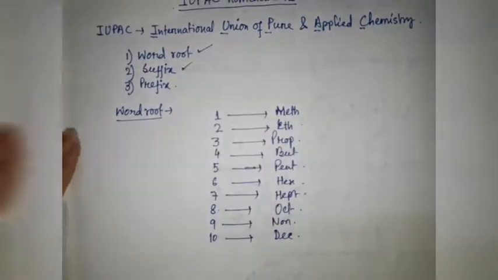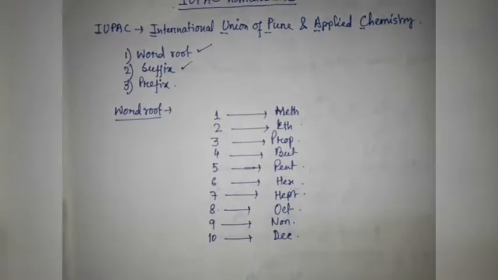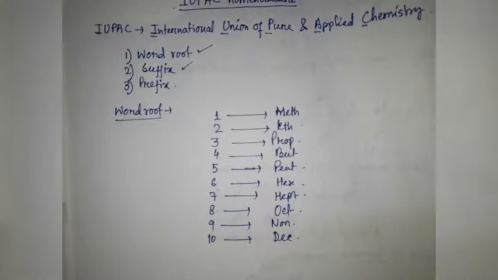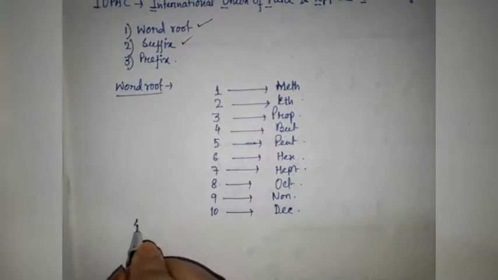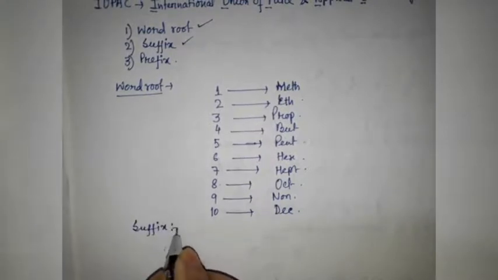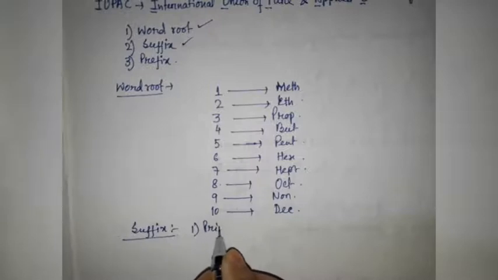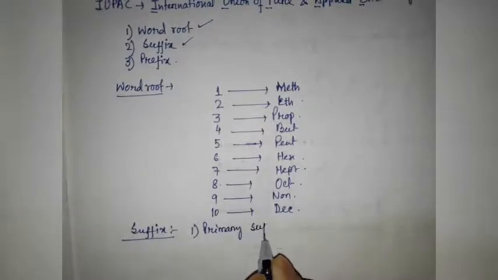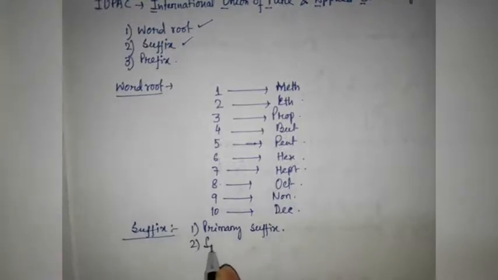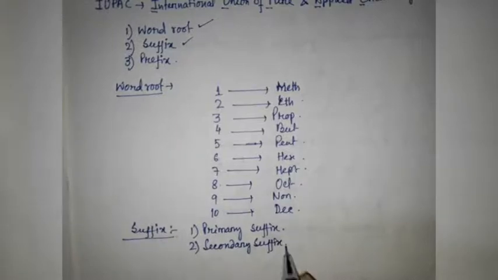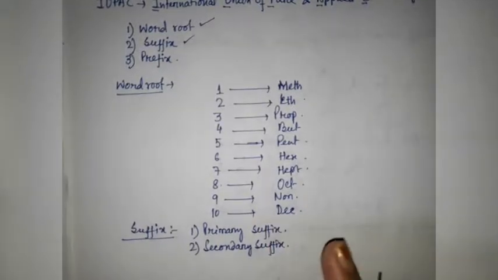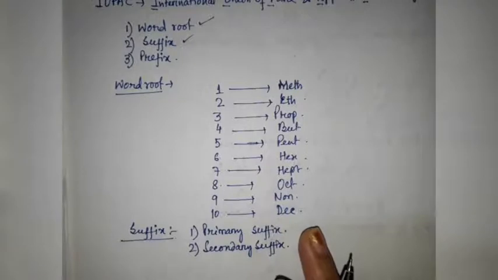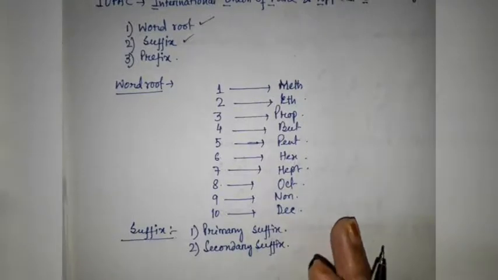Next is suffix. What do we mean by suffix in general? Suffix means something which is added after the word, right? In the IUPAC system it means the same. Here suffix is of two types. One is primary suffix. Another one is secondary suffix. A primary suffix is always added to the word root to indicate whether the carbon chain is saturated or unsaturated. There are 3 basic primary suffixes.